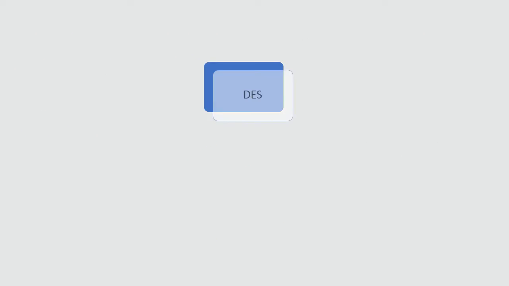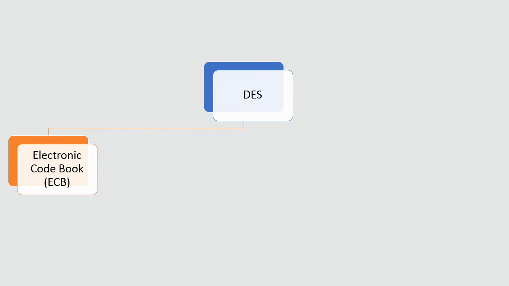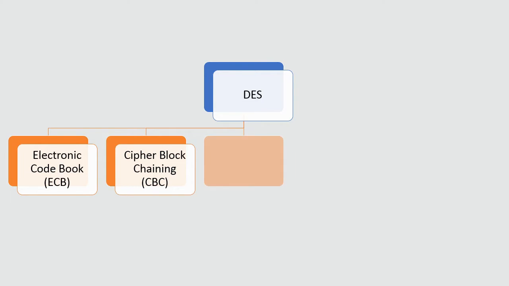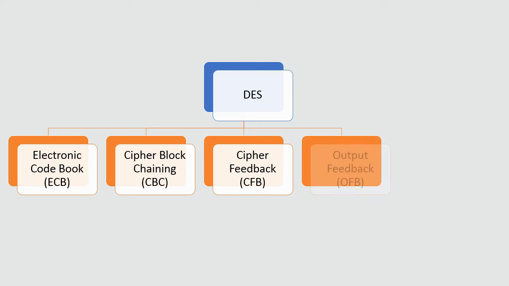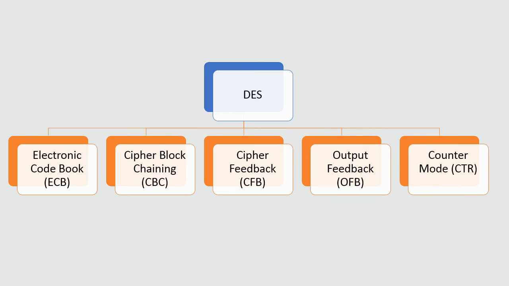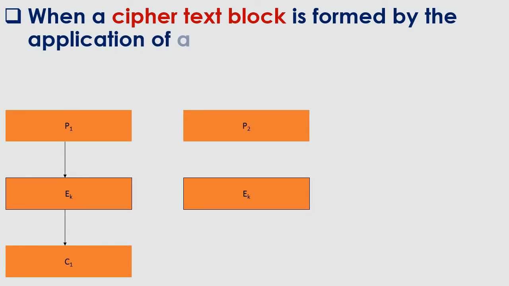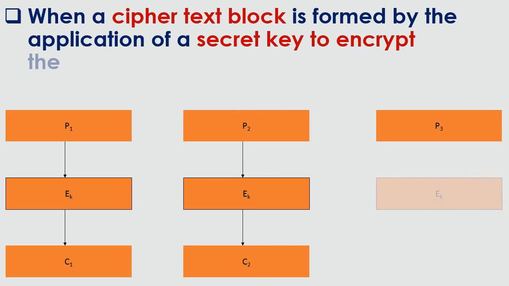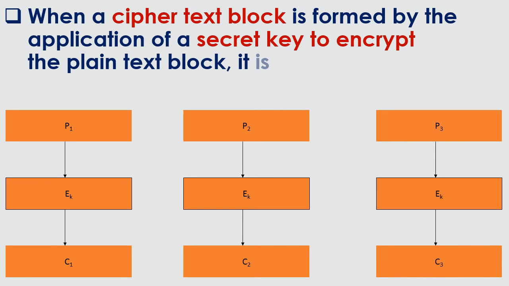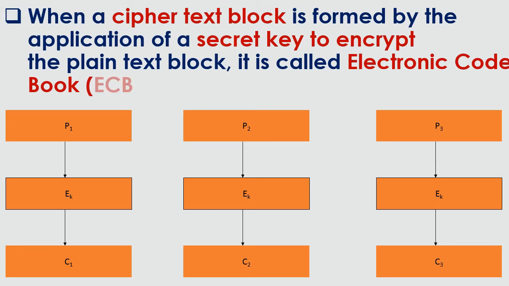The 5 modes of DES are electronic code book, ECB, cipher block chaining, CBC, cipher feedback, CFB, output feedback, OFB, and counter mode, CTR. When a ciphertext block is formed by the application of a secret key to encrypt the plaintext block, it is called electronic code book, ECB.